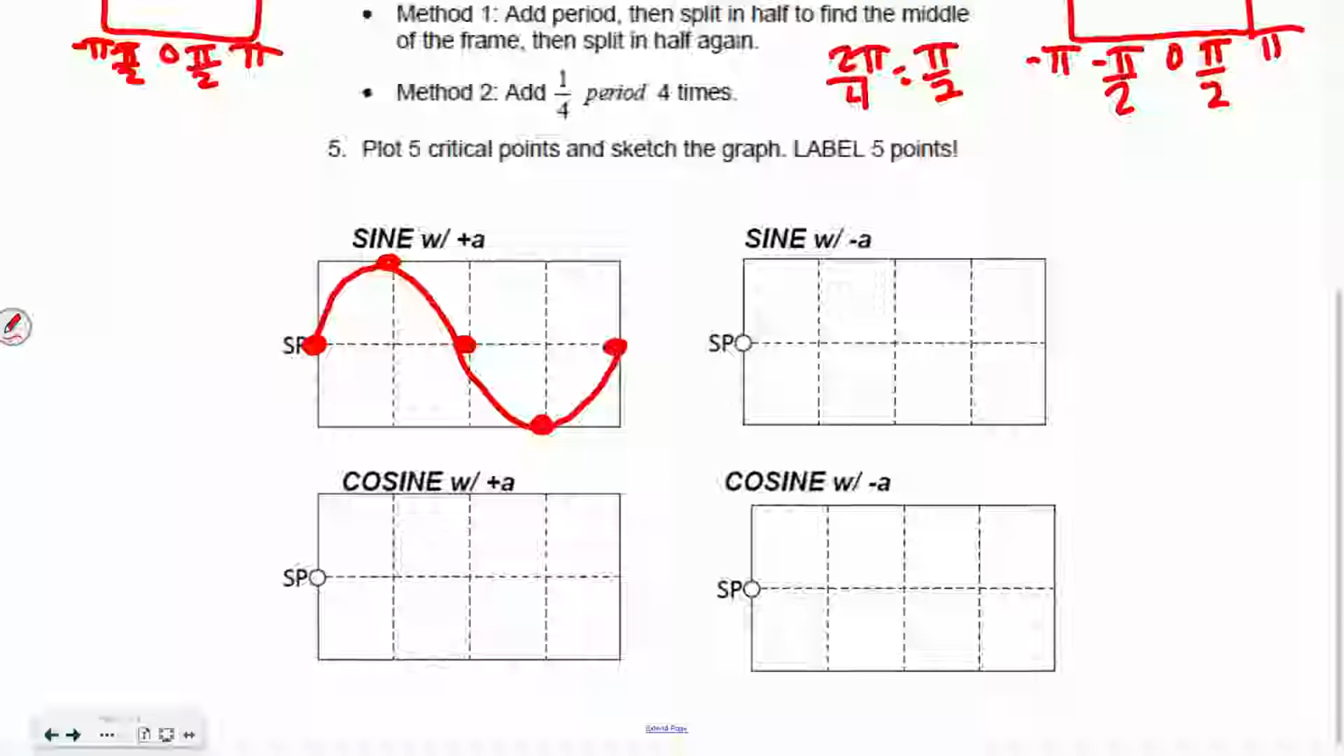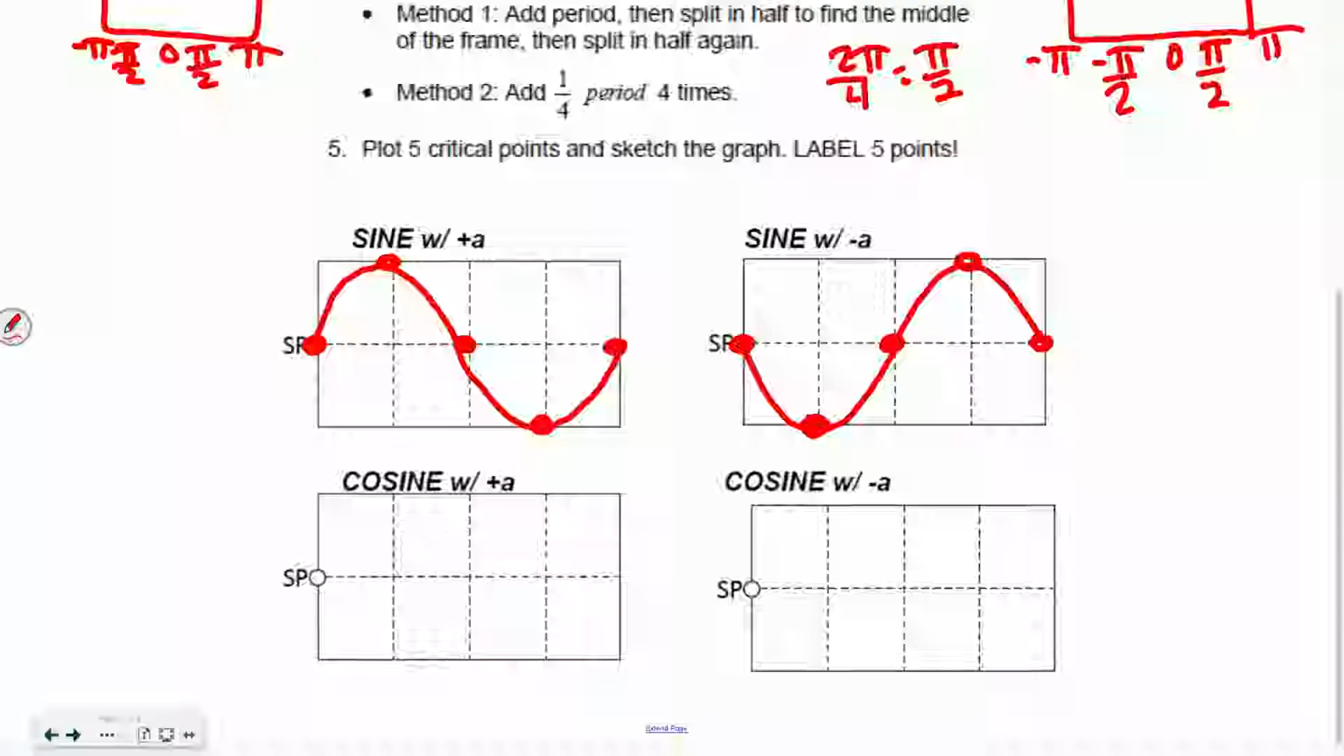That's sine. What would happen if it had a negative A? Start with a valley, end with a mountain, just reflected over the horizontal axis. So we'd still start at 0, 0, but our high point would become a low point, back to the middle, high point, low point. So if you see a sine function, those are really the only 2 pictures you're allowed to draw for me.